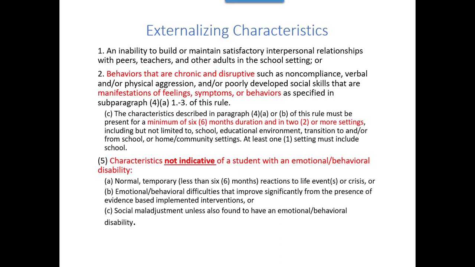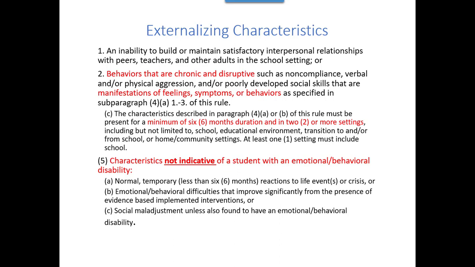And then if you put a multi-tiered system of support, if you put PBS in there, a positive behavioral support system, and the kid gets better, you're not going to get special ed. The kid gets better, so you can support them in the general ed program, and you don't need to put them in special ed. And then, so this is kind of a response to intervention model, but for emotional problems. And then social maladjustment, unless they also have.